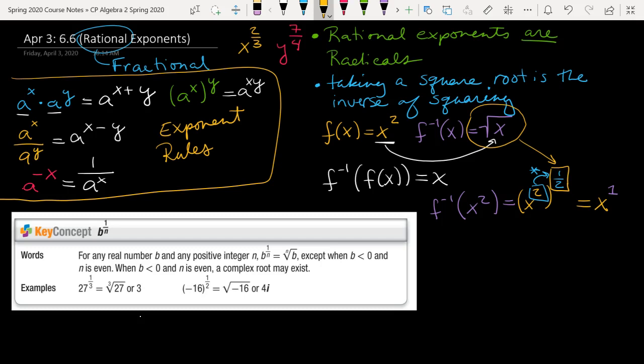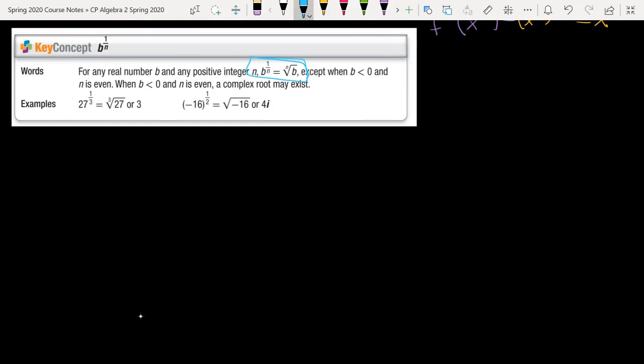Let's take a look at this key concept. Here's where it states what we care about. Taking any number to the 1 over n power is the same as taking the nth root of that number. That's the most important definition from this section. So taking the third root of 27 is the same as raising 27 to the 1/3 power. In variable form, let's say we have x to the 1/10 power. By this rule, that needs to be the 10th root of x, or the number that we need to multiply by itself 10 times to get x back.